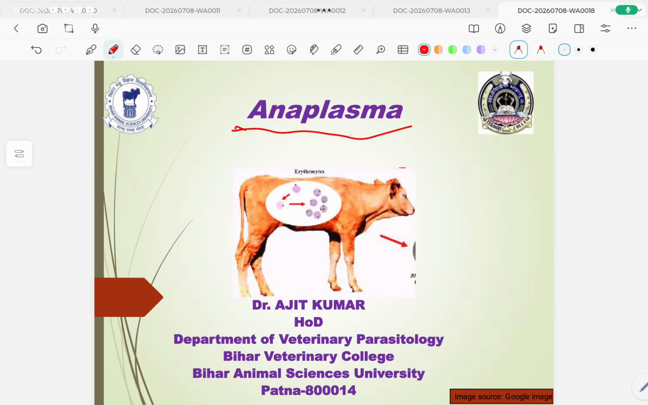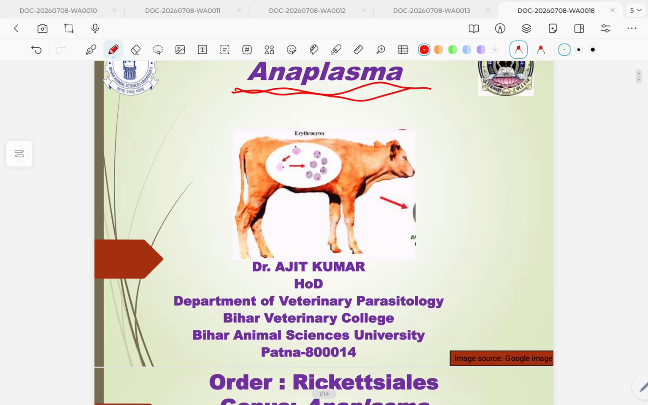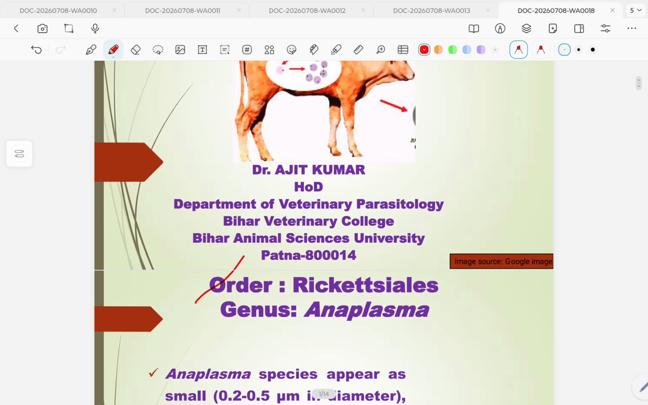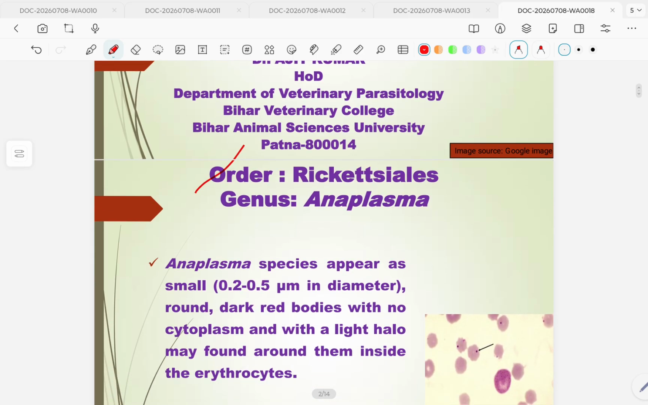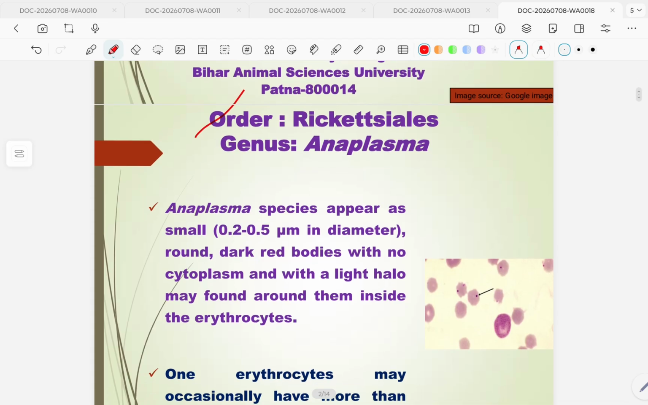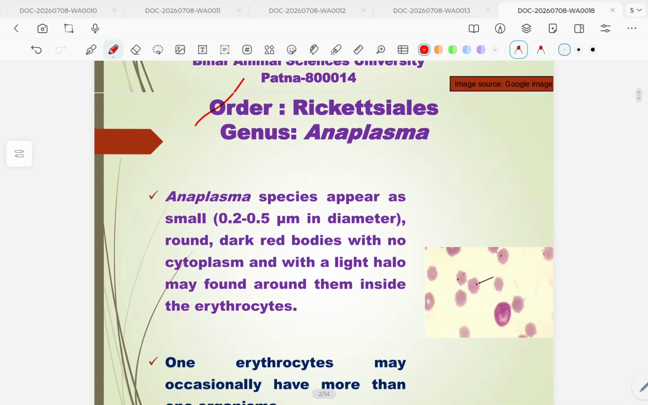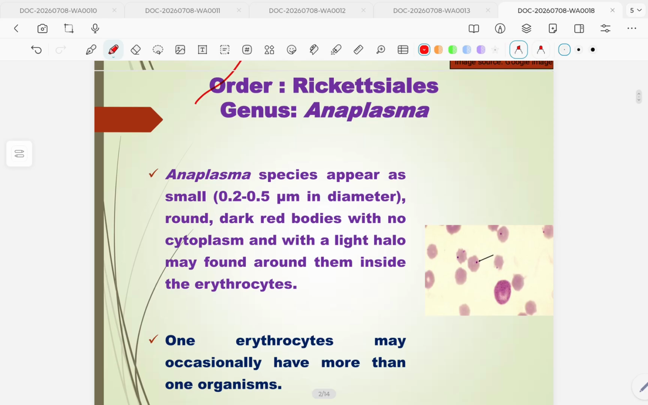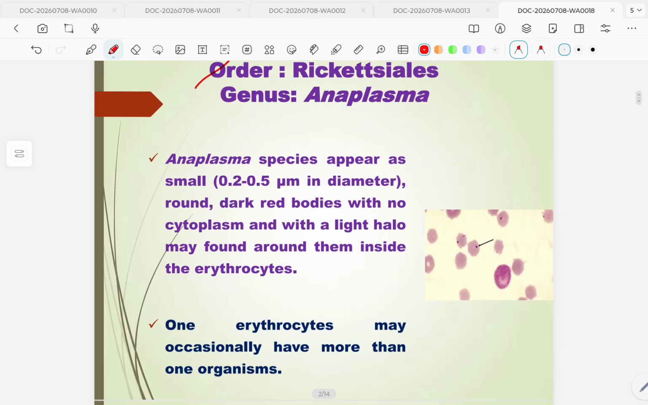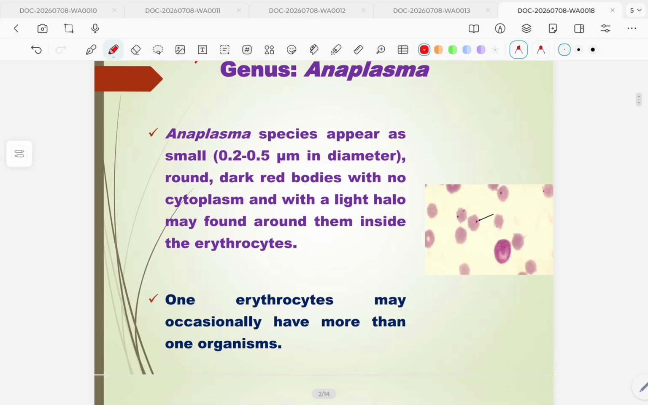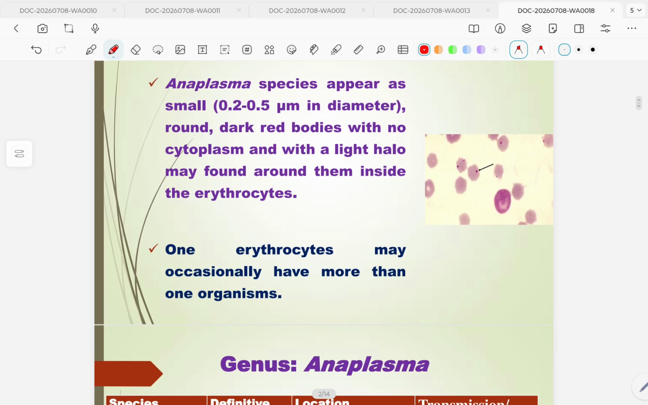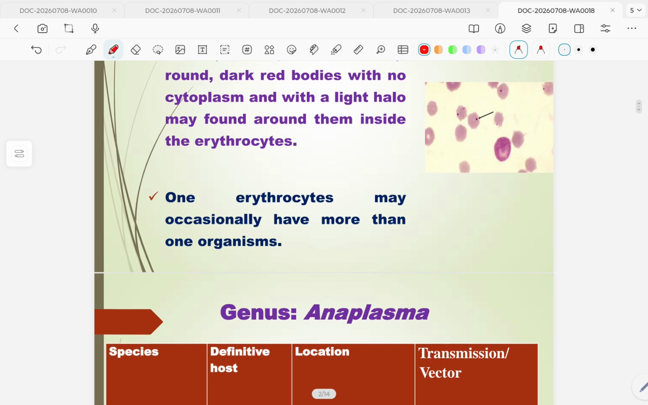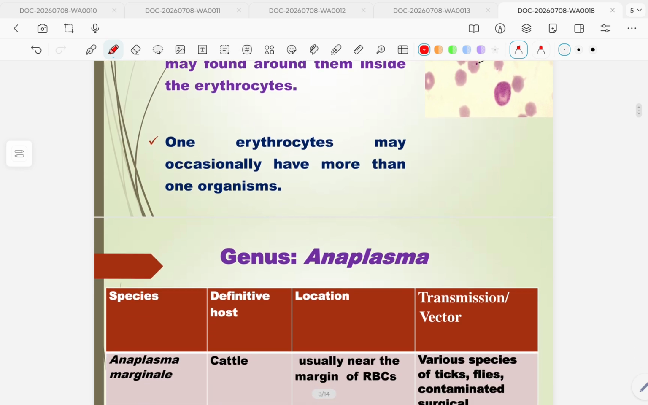Anaplasma, order Rickettsiales, genus Anaplasma. Anaplasma species appear as small, 0.2 to 0.5 micrometer in diameter, round, dark red bodies with no cytoplasm, and a light halo may be found around them inside the erythrocyte. One erythrocyte may occasionally have more than one organism.